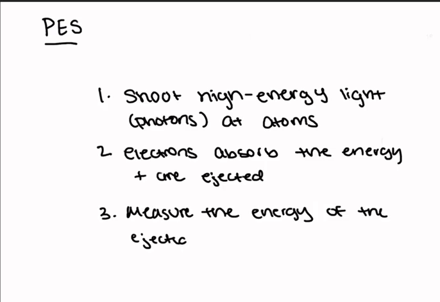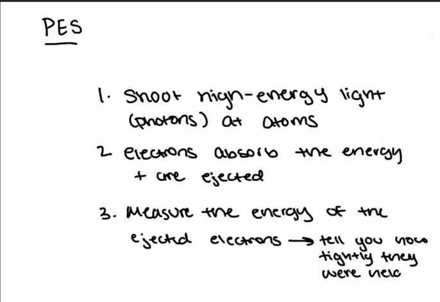Photoelectron spectroscopy, or PES, is like a metal detector for electrons. And this is how it works. It shoots high energy light, or photons, at atoms. Electrons absorb the energy and are ejected. Measure the energy of the ejected electrons, and that tells you how tightly they were held.